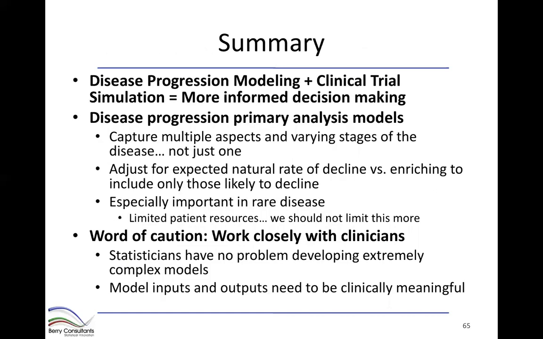So in summary, I hope that you were able to take away that using these disease progression models plus the use of a clinical trial simulation allowed for more informed decision-making in terms of key questions that you might have in designing these trials. Also, that it's important to consider these progression models as analysis tools, in that we're able to capture multiple aspects and varying stages of the disease instead of just one. And we're able to adjust for expected natural decline versus having to enrich to a more homogeneous subset.